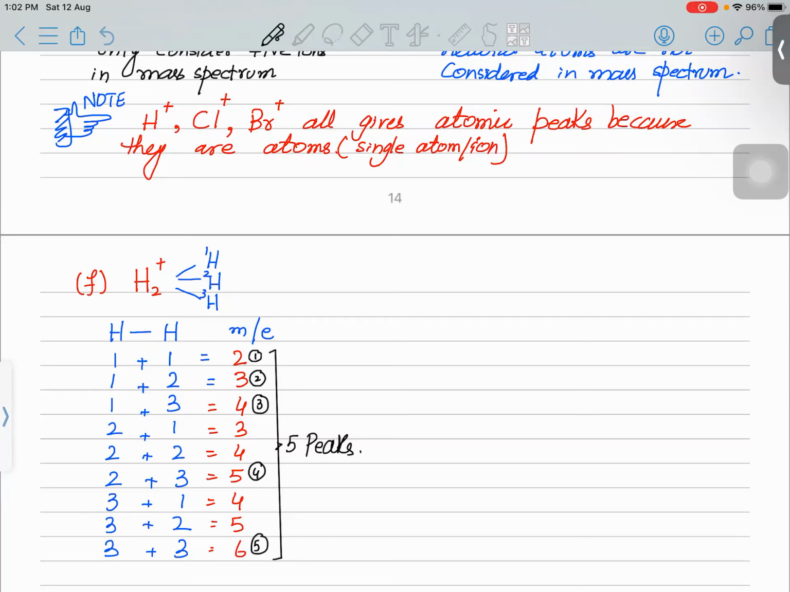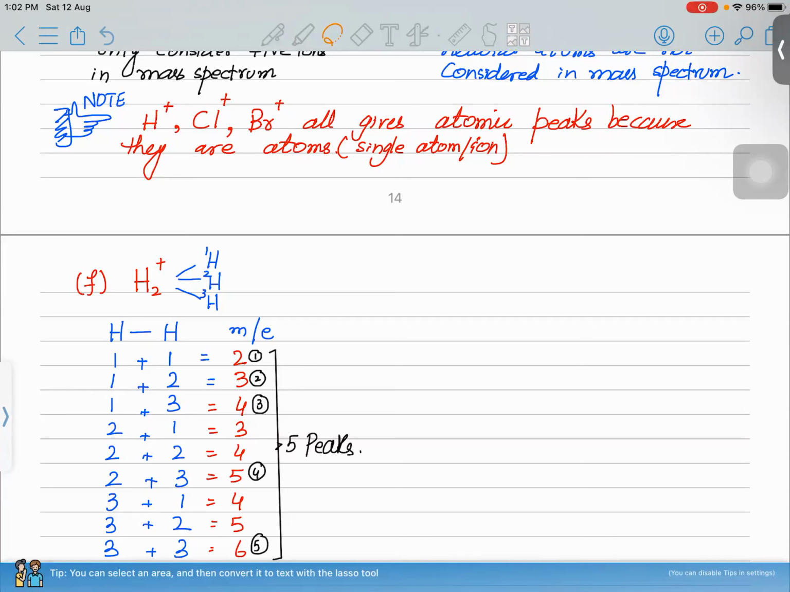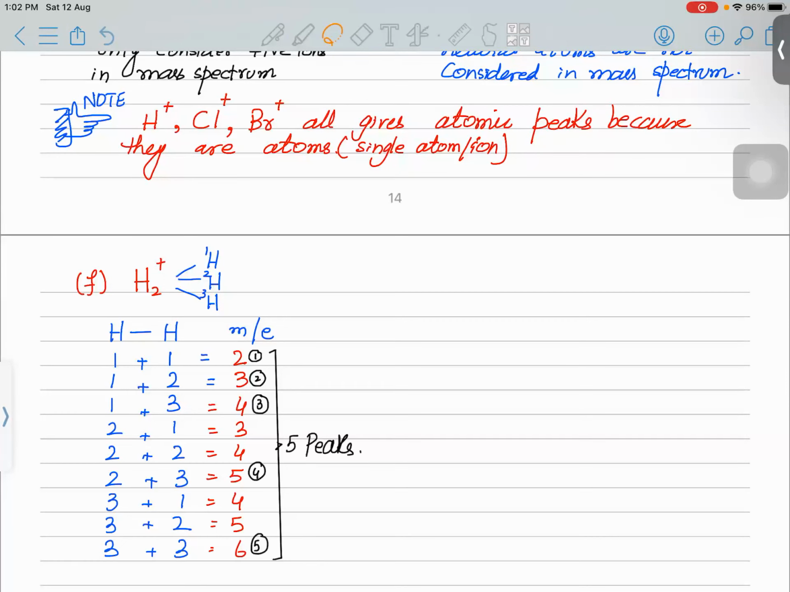Wait, sir, how did you calculate the peaks? So you did mass over charge, right? So for the first one, it's H plus and then H1. So that's 2. Can you go over it again? Now listen. This is a positive ion, right? Yeah. So you have different combinations for hydrogen.